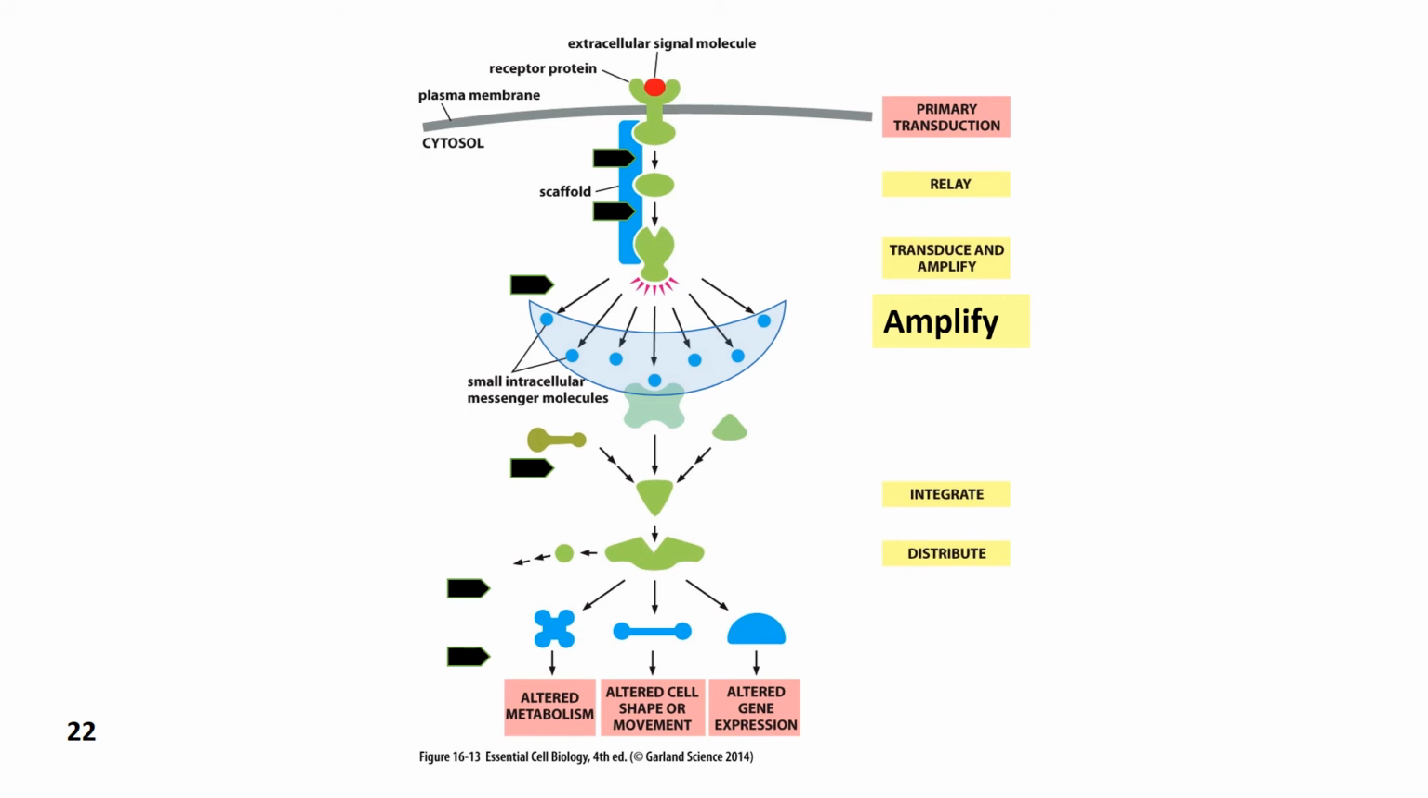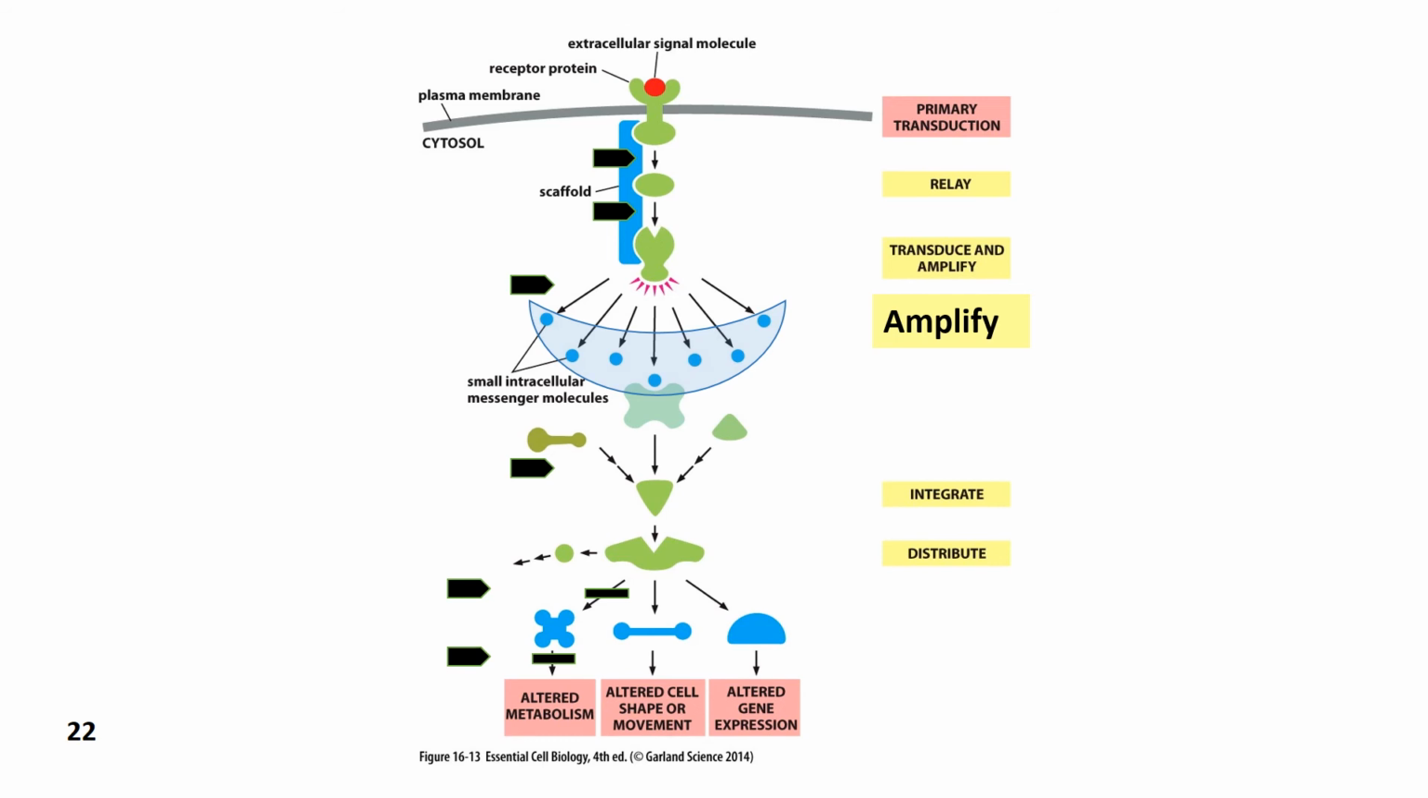For example, if in response to this extracellular signaling molecule binding, a cell received other signals such that altered metabolism wasn't desired, we could interfere with some step that is responsible for altering metabolism and interfere with altered metabolism, but not interfere with altering the cell shape or altering gene expression.